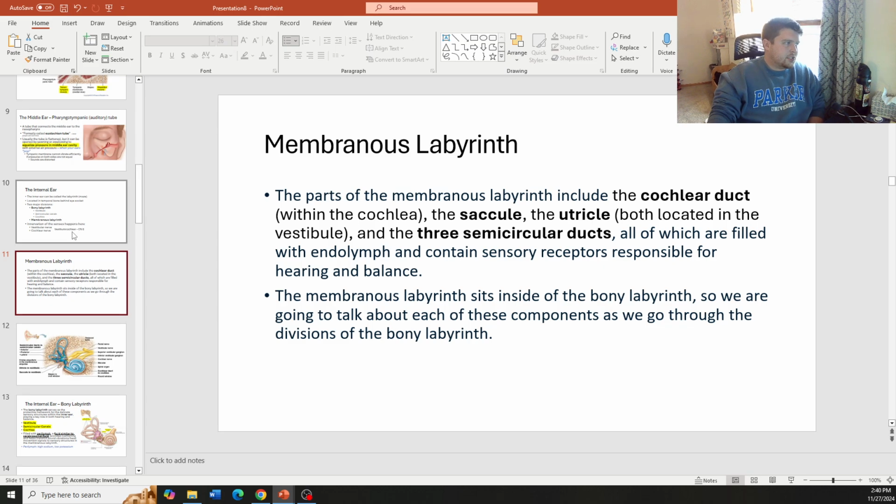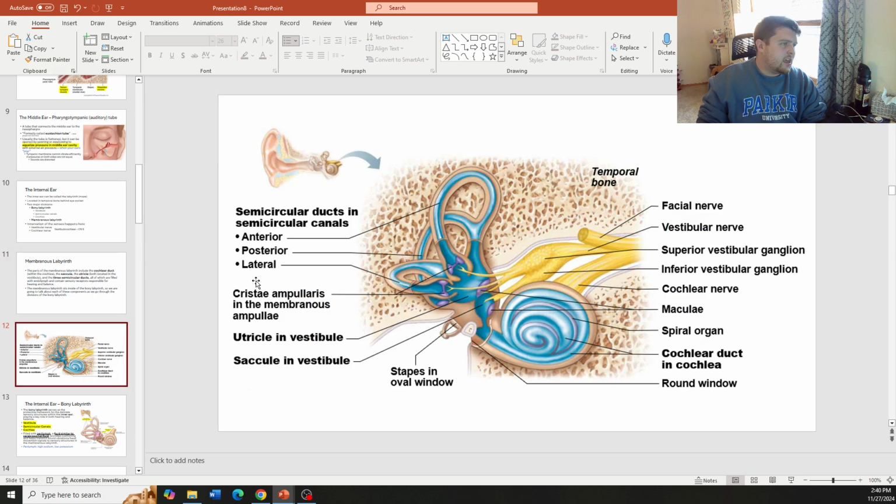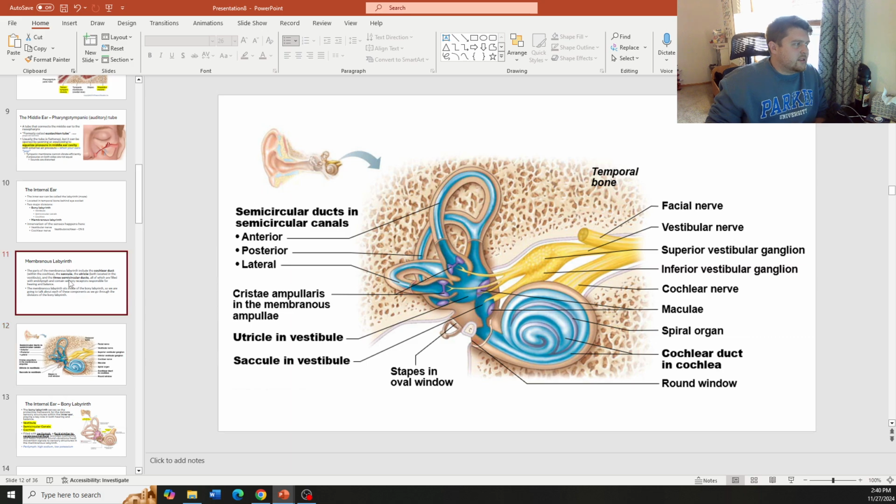So, starting with the membranous labyrinth, I just want to bring this up because we don't necessarily talk about the membranous labyrinth on itself, because really, the bony labyrinth, it's all the bone structure, and then the membranes all run through the bony structure. So they're really essentially one maze, but all the components held within itself.